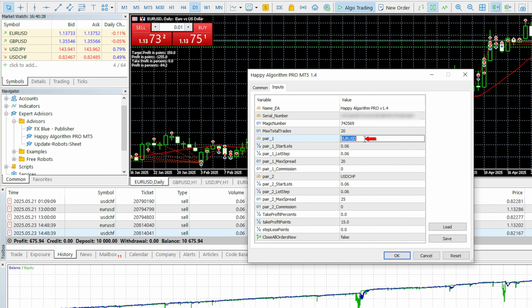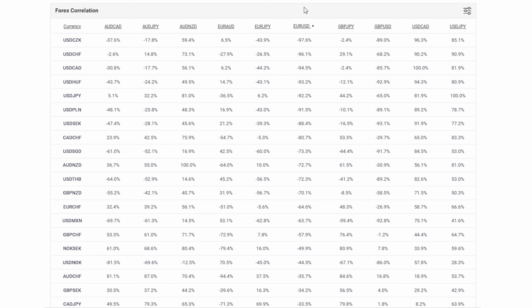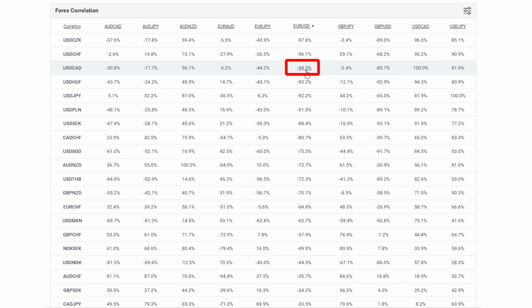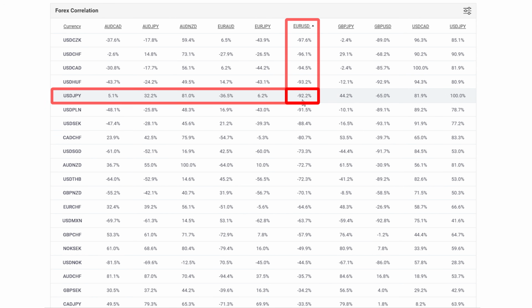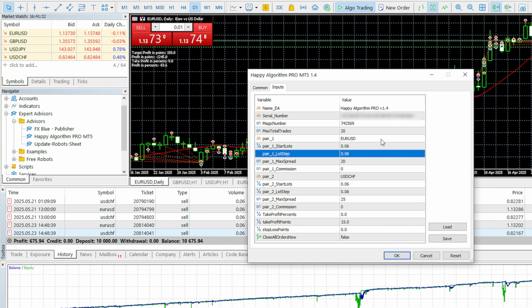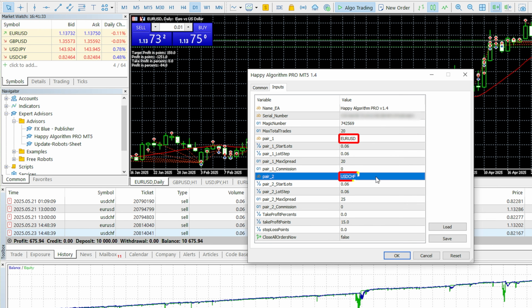Now from the inputs you can control which pairs to trade. You can change, for example, to pound-dollar or to any other currency pair. But again, you should look for negative correlation. For example, euro dollar has negative 94.5 with the dollar CAD. With the dollar yen, it is negative 92.2%. However, so far I've been testing euro dollar and the dollar Swiss, which was the recommendation from the vendor.